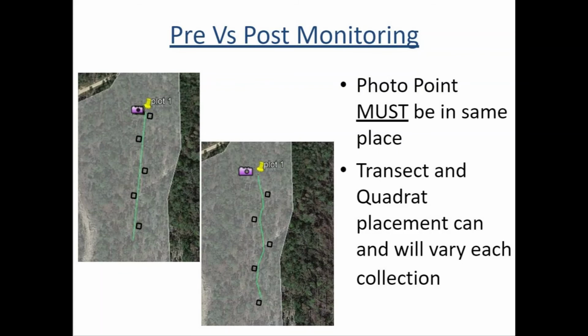In this example, you can see on the left, that was our pre-restoration transect and quadrats. Obviously, in the field, you're not going to be able to do a straight line like that. It's going to look a lot more like this post picture I put up here, where you're kind of walking around, dodging some trees, and those quadrats aren't falling exactly in the same place, but we're going in the same general direction, and we're hopefully kind of hitting similar areas as the first time around.